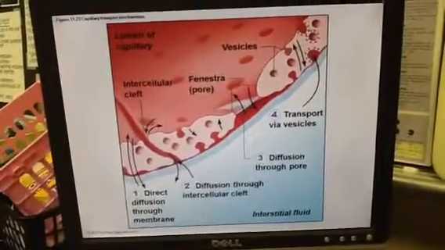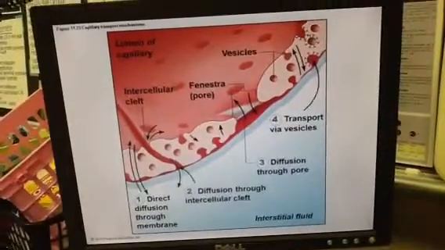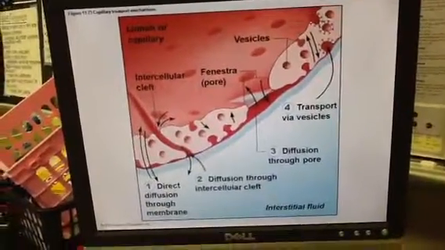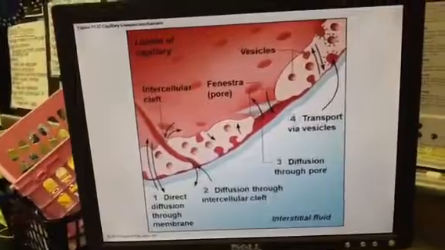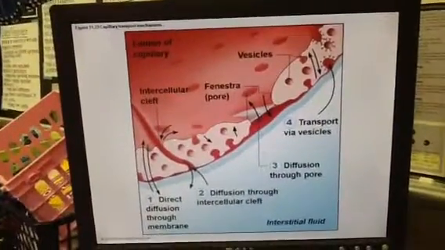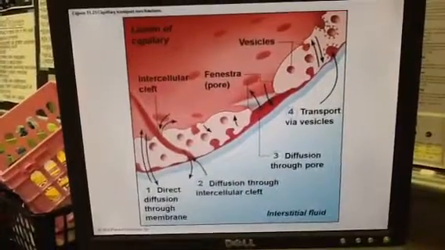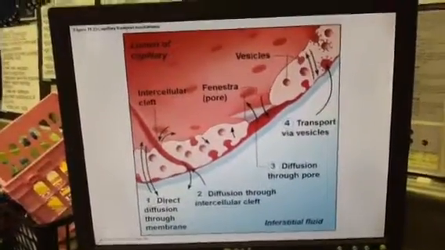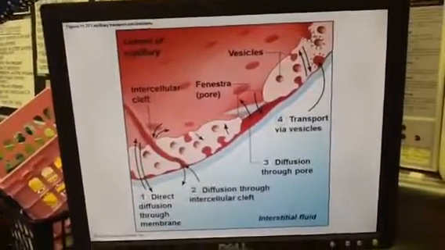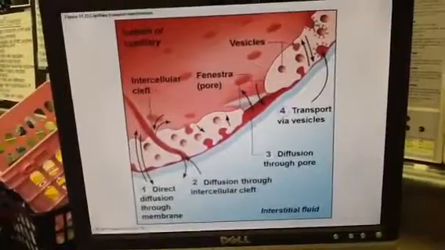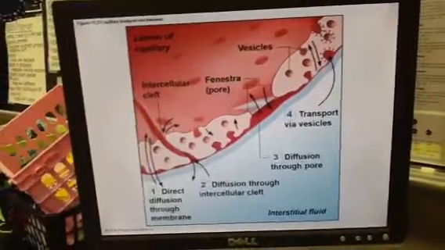Or we can go through diffusion with a fenestra pore, and this is going to be very absorbent pathways, so intestinal or filtration pathways like the kidney. Or we can have transport with vesicles, so that's your bulk transport of your endocytosis or exocytosis, which requires energy. Diffusion does not.